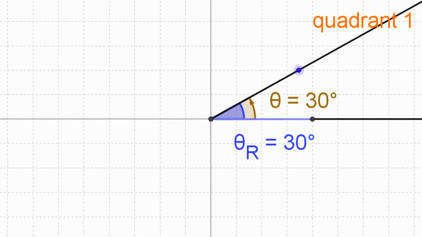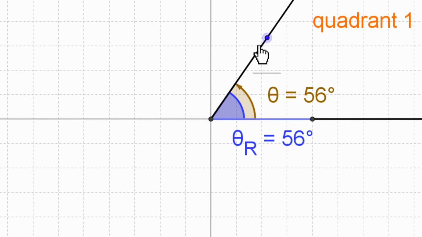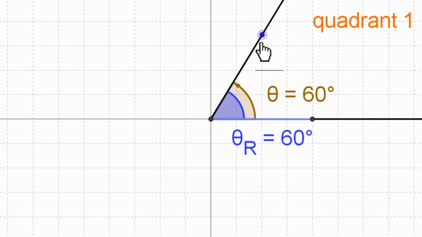It's a little different in each quadrant, so we're going to look at it visually here to get a better sense of what we're actually talking about when we use the term reference angle. So we're going to look at an angle in standard position, which we're going to call theta here, and its reference angle, which we're going to call theta subscript r, theta r for reference angle. In quadrant 1, the angles are already less than 90, so the reference angle is the angle itself.